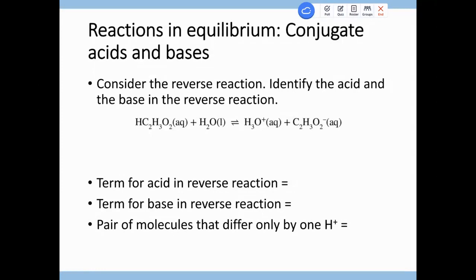On the right side, again, if you're looking at the reverse reaction, we have an acid and a base. So look at this reaction for a moment here. Imagine the reverse reaction, so starting with H3O+ and C2H3O2- and forming the reactant. So reaction in reverse, label the acid on the right side and the base on the right side. So which one's giving away a proton, which one's donating a proton. Again, for the reverse reaction now.